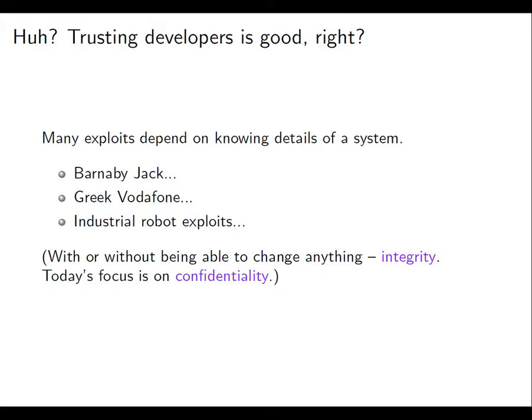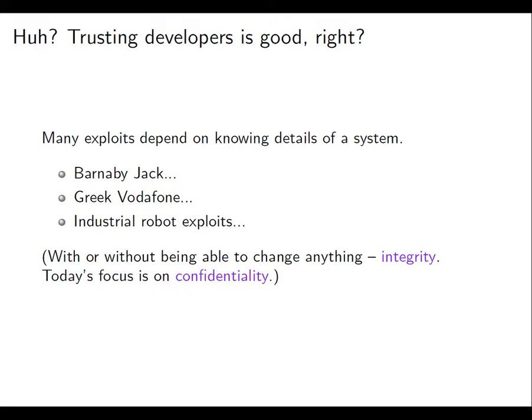Many exploits, including many of the famous ones you'll have come across, depend on knowing details of a system in order to know how to exploit it, and those details can come from a variety of different sources. So they can come from reverse engineering, and for example, if you've read about Barnaby Jack's jackpotting exploits involving persuading automatic teller machines to give out money without subtracting it from any user's account, you have encountered developing knowledge of the details of a system via reverse engineering.